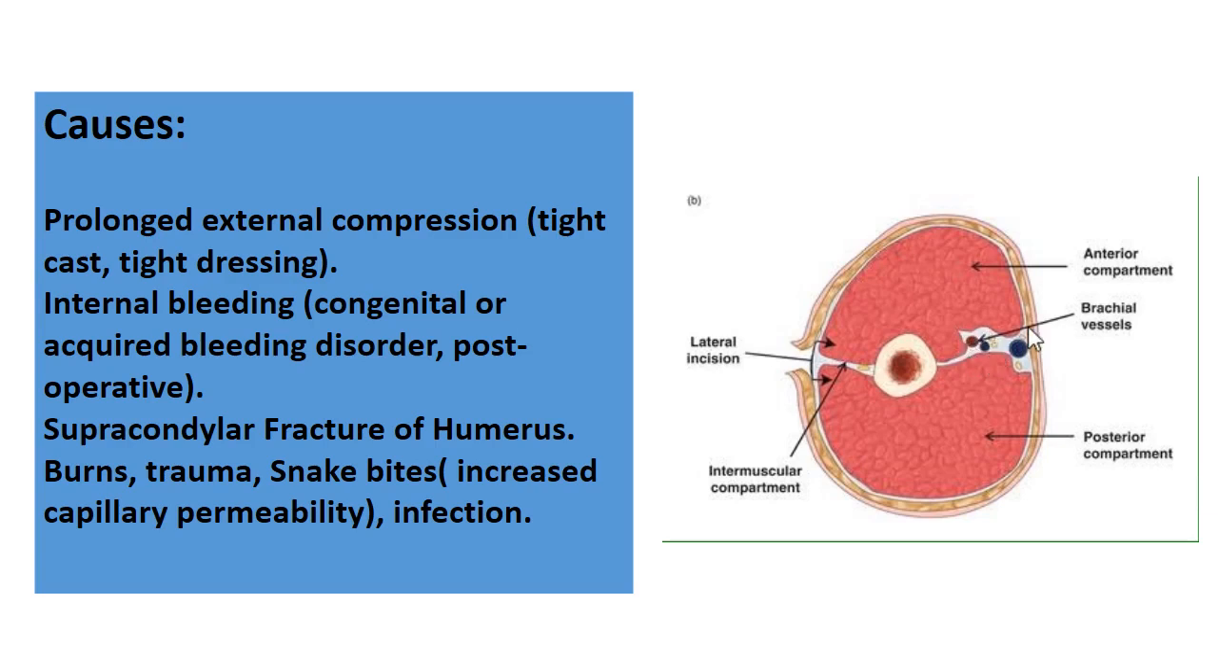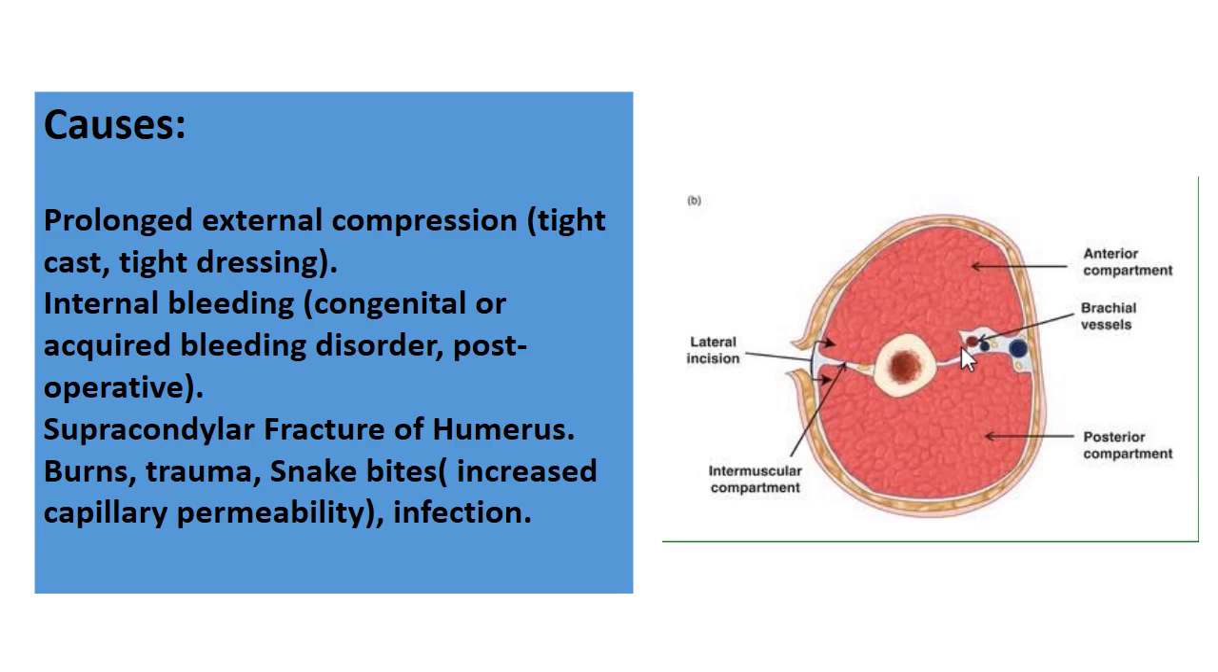Any condition which leads to decreased compartment size, or conditions which increase the compartment content, cause compression of the brachial artery in the anterior compartment. These causes include prolonged external compression due to tight casts or tight dressing. This external compression decreases the space within the anterior compartment. Due to this decreased space, there is indirect pressure or occlusion of the brachial artery.